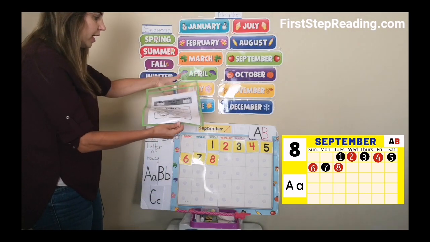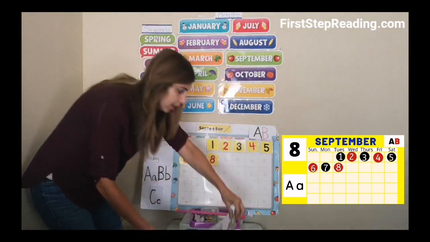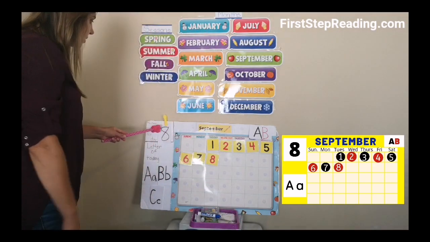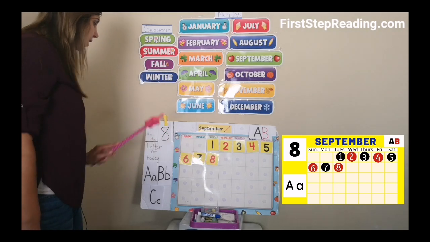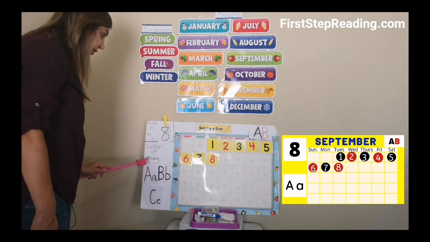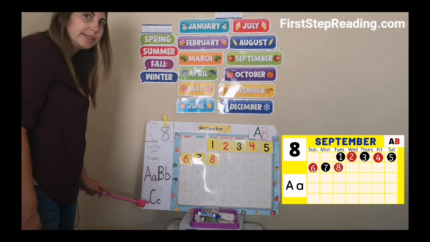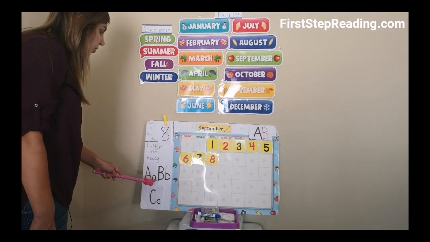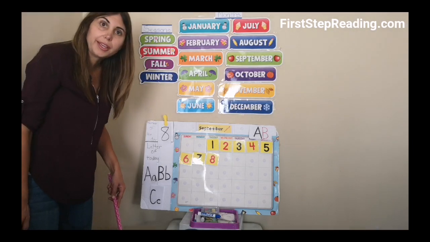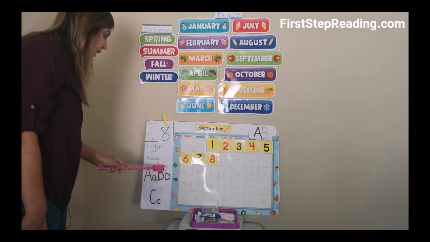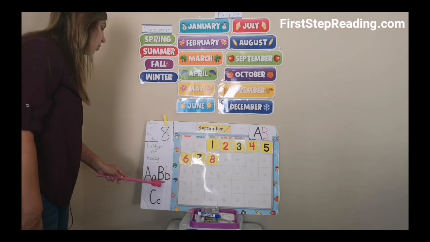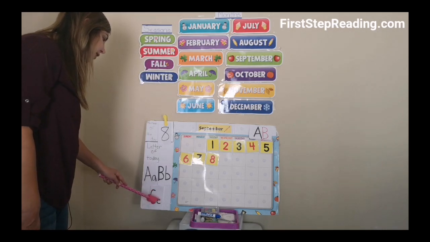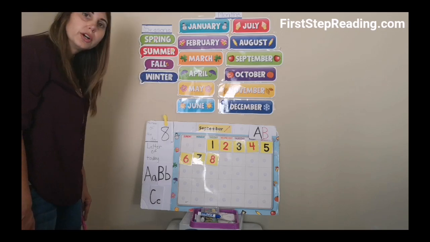Okay, we're going to do this one next, which is our days of the week. So if you have that, you could take it out now. But first, I want to talk about our letters of today. So we said our number of today is 8, and our letters of today are A, B, and C. You see our A, we have an uppercase A and a lowercase a. They are both A's. And we have an uppercase B and a lowercase b, and they are both B's. And we have an uppercase C and a lowercase c. Those are our letters for today.